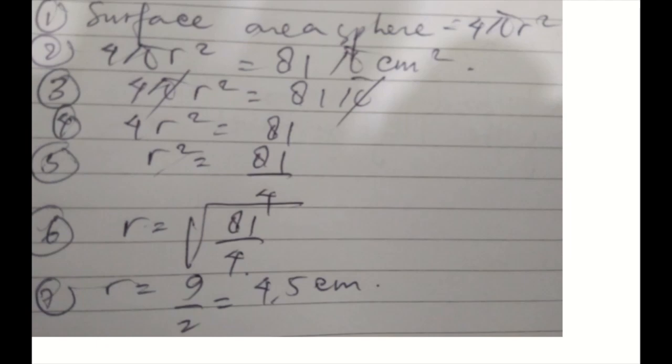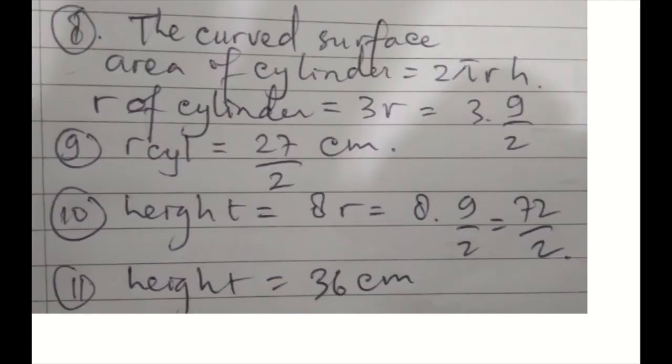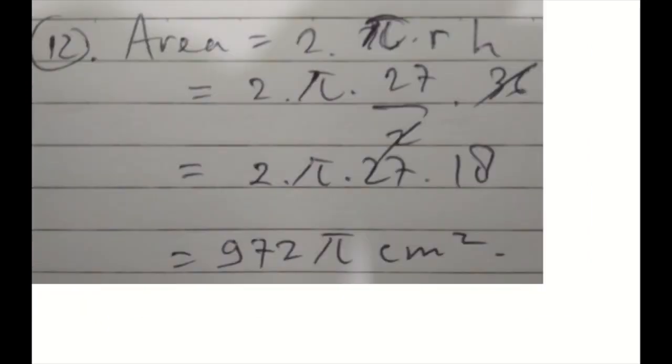This is not the radius of the cylinder. The radius of the cylinder is equal to 3r, which is 3 times 4.5, which is equal to 27 over 2. And then we go to the next step, where the curved surface area of the cylinder is 2 pi rh. So the radius of the cylinder is equal to 27 over 2 centimeter, and the height is equal to 8r, which is 8 times 9 over 2, which is equal to 72 over 2, which is equal to 36 centimeter. That's our height of the cylinder.